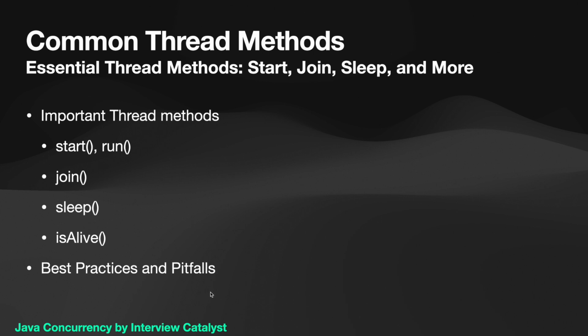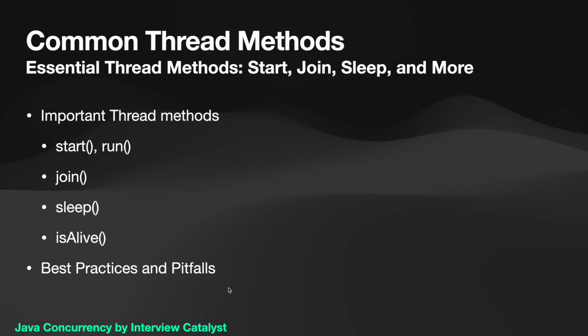Best practices and pitfalls. First, always call the start method to begin a thread, not run. Second, use the join method when you need to synchronize threads to ensure one thread completes before another starts. Third, handle InterruptedException properly when using sleep or other interruptible methods. Fourth, avoid calling sleep for long durations in a real-time application.